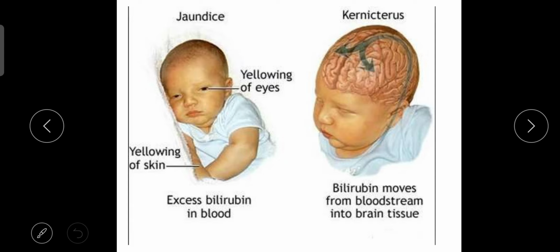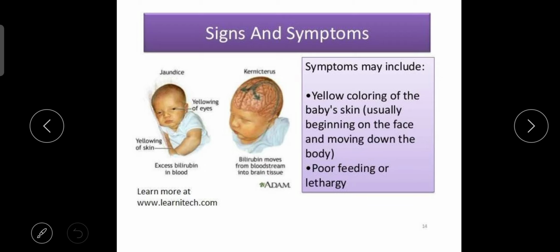In case of jaundice, what will happen? There will be yellowing of the eyes, yellowing of the skin, and excess bilirubin in the blood. There can be kernicterus, that is, bilirubin moves from the bloodstream into the brain tissue. Other signs and symptoms: yellow color of the baby's skin usually begins on the face and moves down to the body, with poor feeding and lethargy.